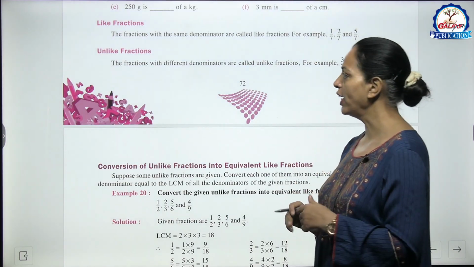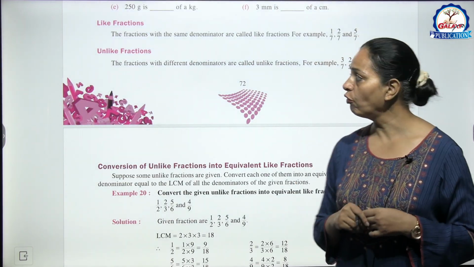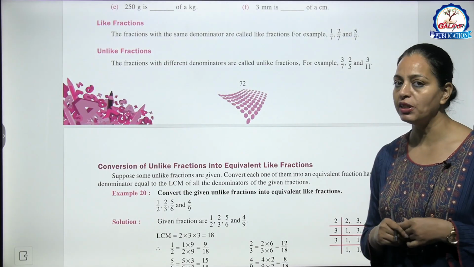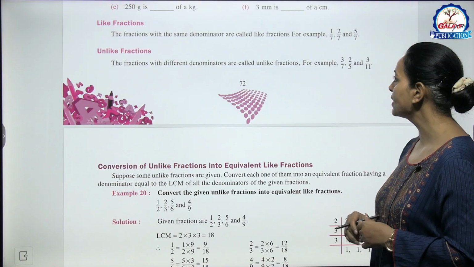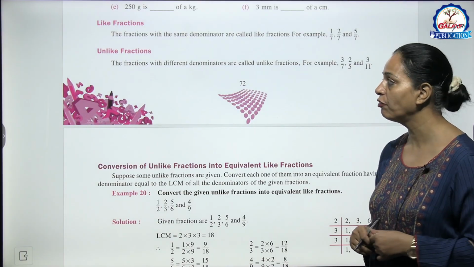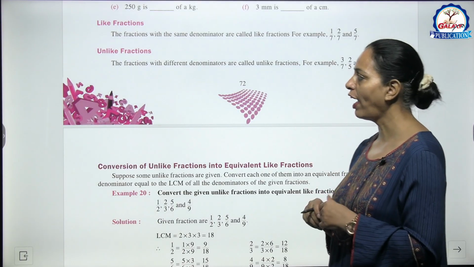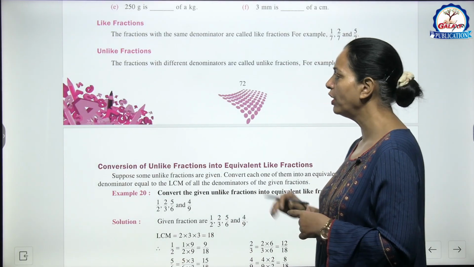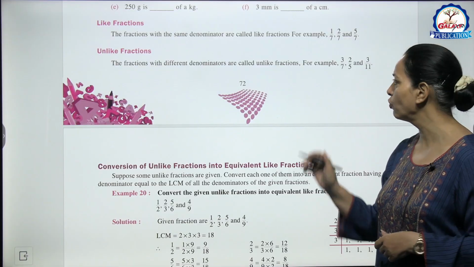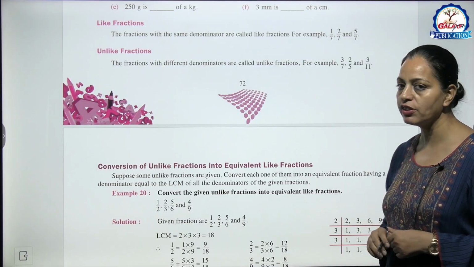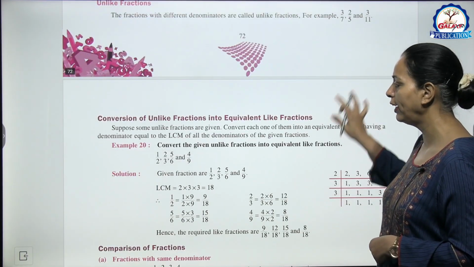Now we are coming to next, like fractions. The fractions with the same denominator are called like fractions. For example, 1 by 7, 2 by 7 and 5 by 7. Unlike fractions, the fractions with different denominators are called unlike fractions. For example, 3 by 7, 2 by 5 and 3 by 11.